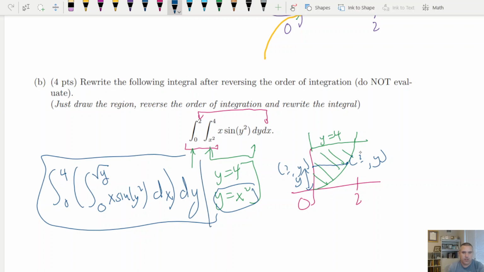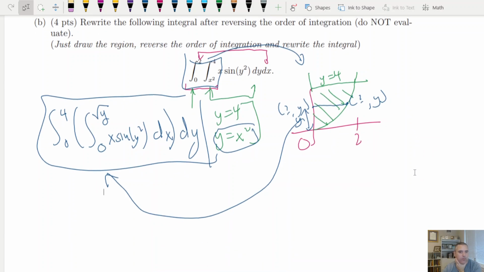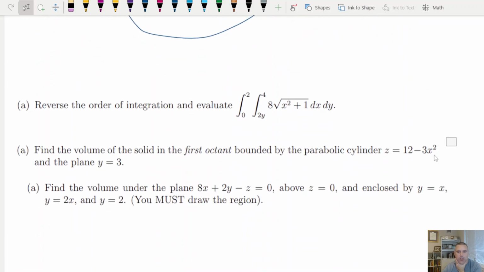So you can see the goal is to take this, turn it into a picture, give the new bounds. That's what the goal of these is about. Okay, let's try another one.